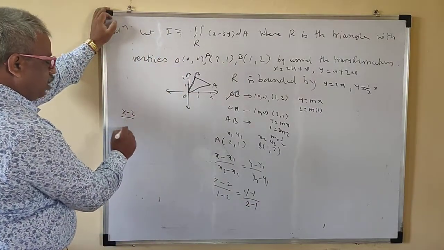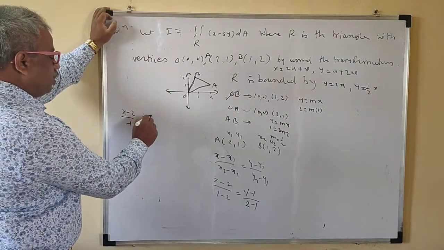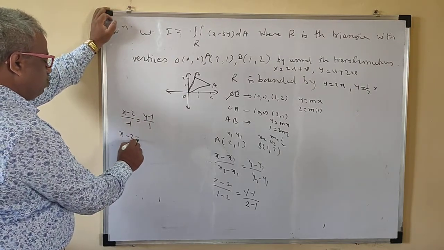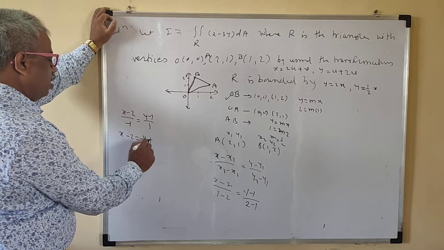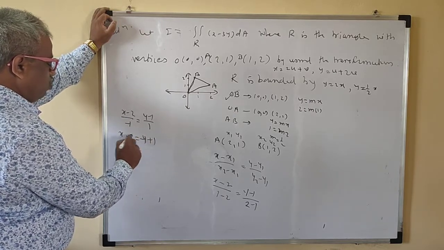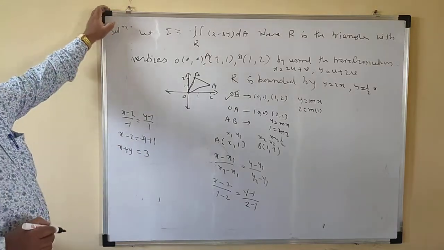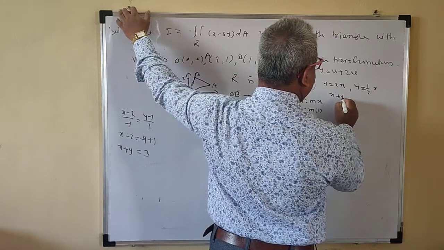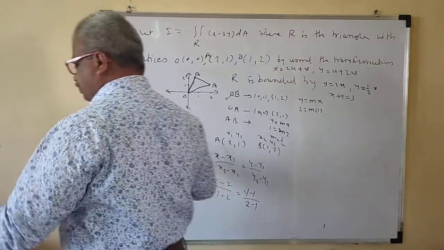X minus 2 upon minus 1 equals y minus 1 upon 1, just we will cross multiply: x minus 2 equals minus 1 minus y plus 1. So this is what? X plus y is equal to 3 now. X plus y is equal to 3. So that means what here? X plus y is equal to 3.